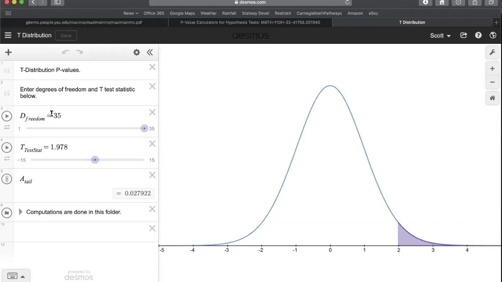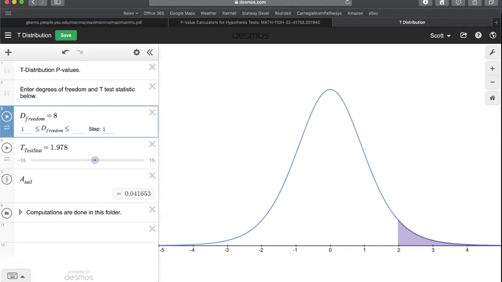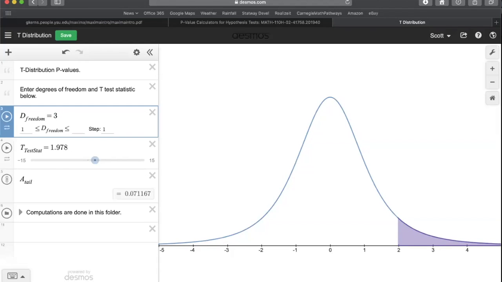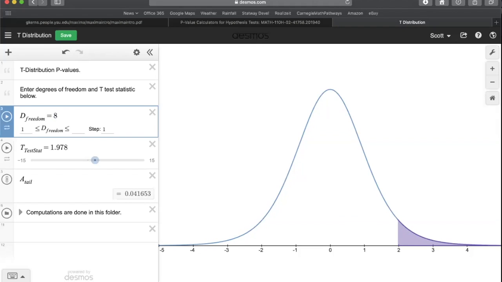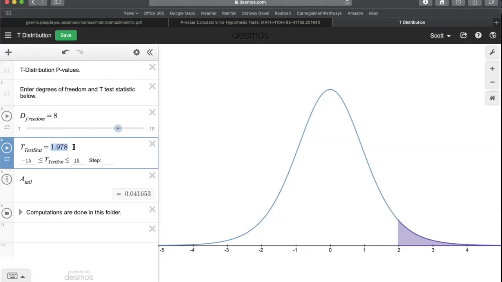And all you have to do is put in your degrees of freedom here. And I think it was just 8. You see how the distribution changed. I don't know if you saw that. With smaller degrees of freedom, like if I put in 3 degrees of freedom, the tails get thicker. Anyway, I've got 8 degrees of freedom here, and the tails are thinner. Then you have to type in your t statistic, which was negative 3.146.